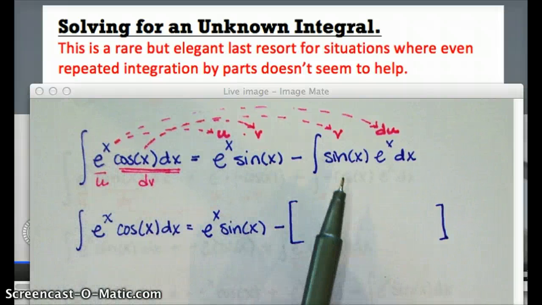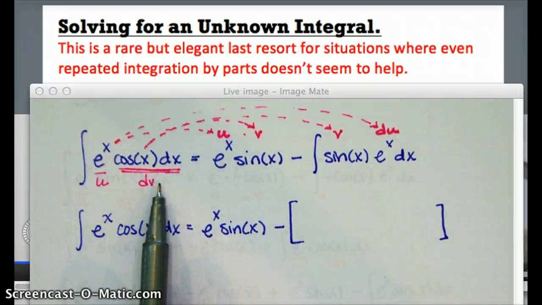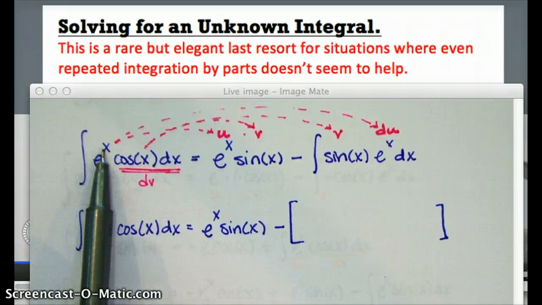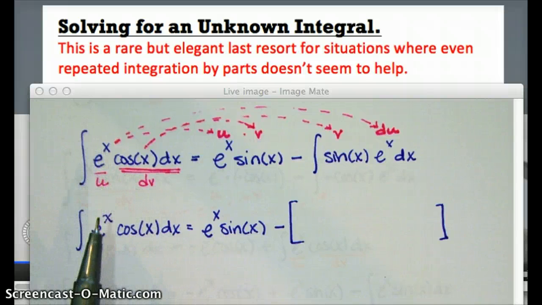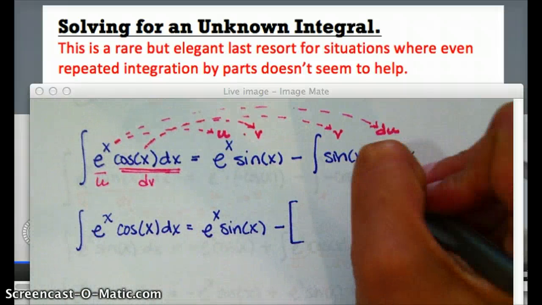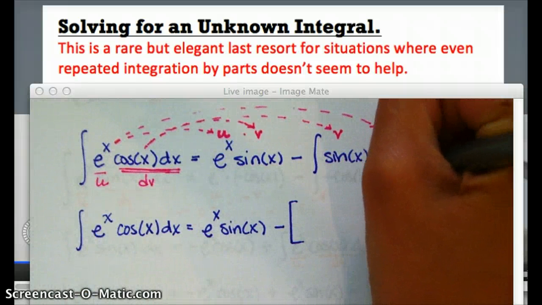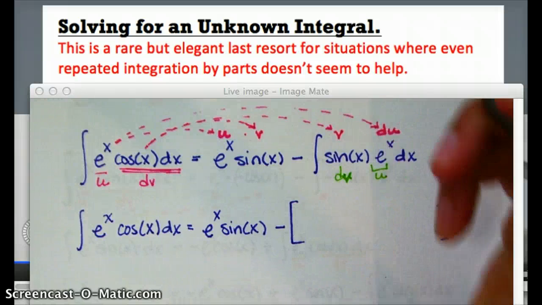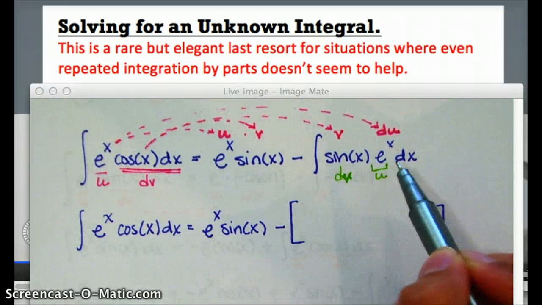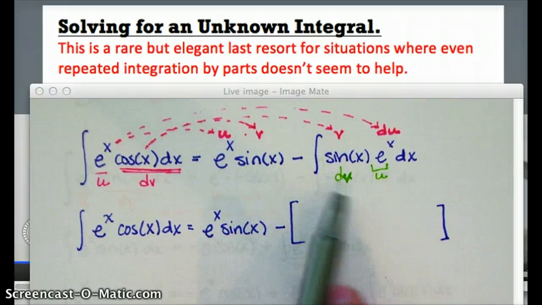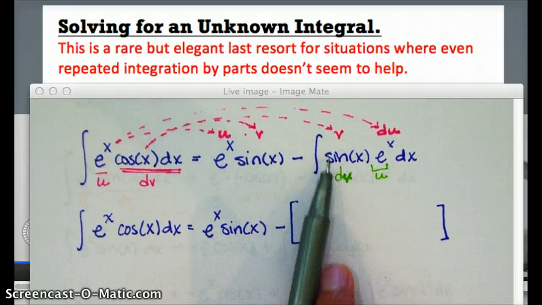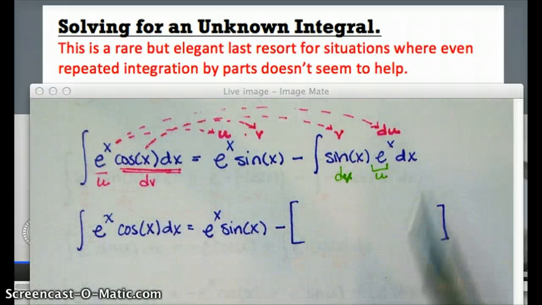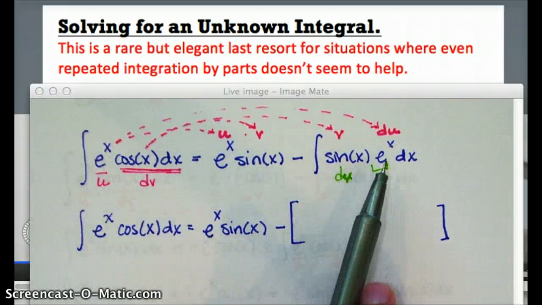It's very important that you continue to use consistent u's and dv's, even though it didn't matter which one was which at the start. Since I chose e to the x to be my u the first time, it's important to choose e to the x to be your u again the second time. And that means the trig function is going to be my dv. So the dv is a little bit split from the dx, and that's okay. The order doesn't matter. If you chose backwards and you chose u to be sine, you would actually basically be undoing what we just did, and you'd end up with the same integral over again. We want to continue the process, so I'm going to choose e to the x to be u again, so I'm consistent.